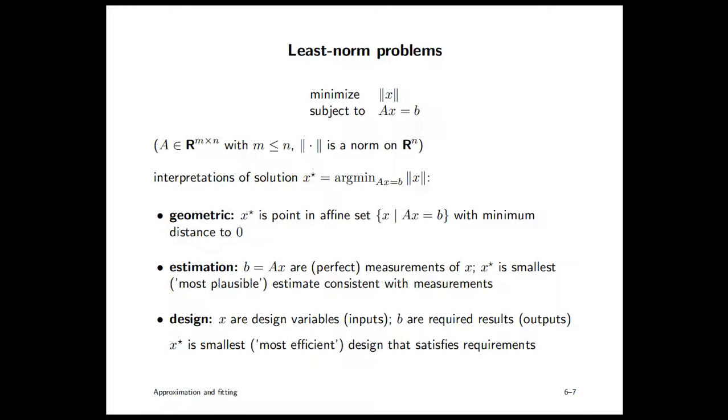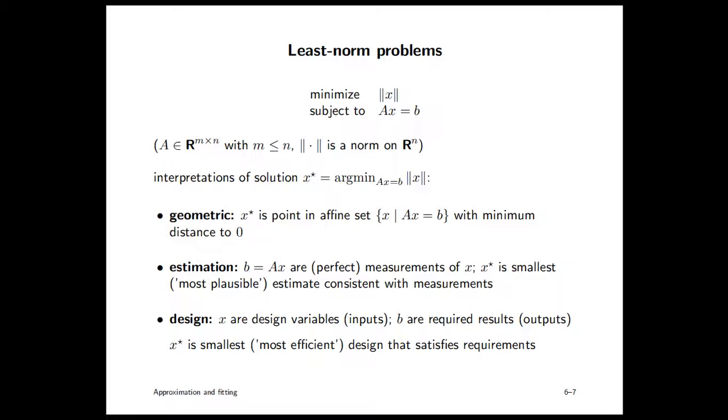The second application is the least norm problems. The objective function of these problems is to minimize the norm of the x vector. There are also three kinds of interpretations. In the geometric interpretation, we interpret the objective function as the distance between x and the point 0. The least norm problem finds the point in the affine set which can achieve the minimum distance to the point zero.